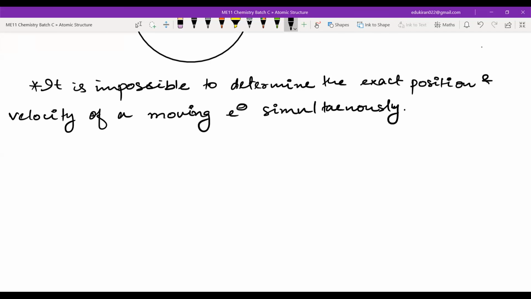Now, if we cannot determine the exact position or velocity, that means we will have some kind of error, right? So delta x, x is for position. This delta sign is for the error in position, into the error in momentum. Momentum means mass into velocity. Mass is constant, so it is essentially the error in velocity only. Now, the product of the uncertainty in position and the uncertainty in momentum is greater than or equal to h upon 4 pi. What is delta x? The error in the measurement of position, that is the uncertainty in position.